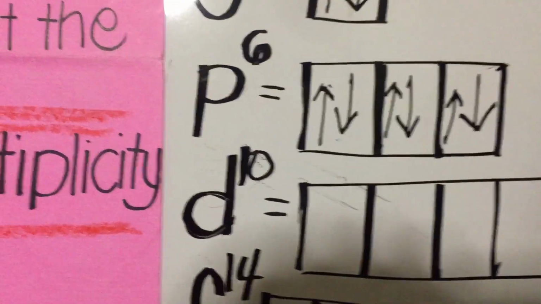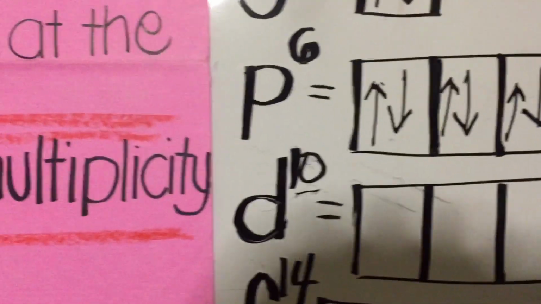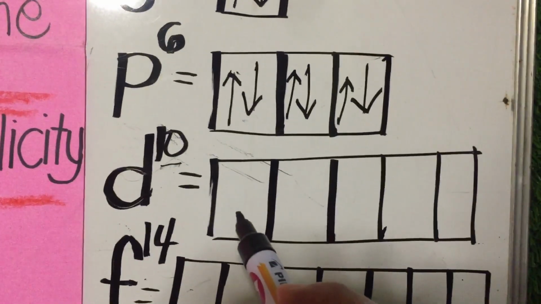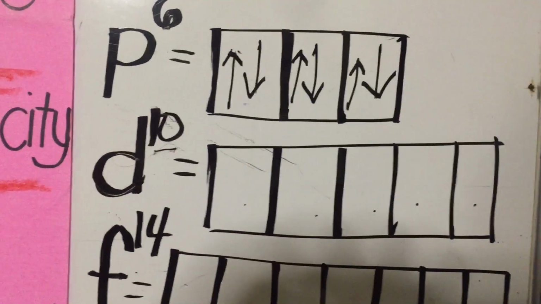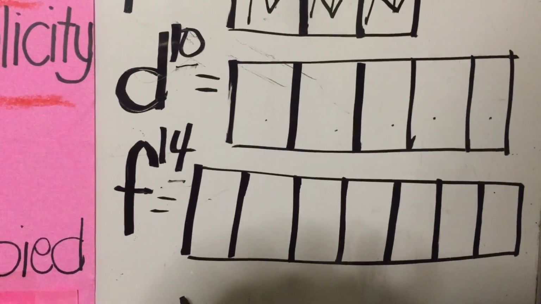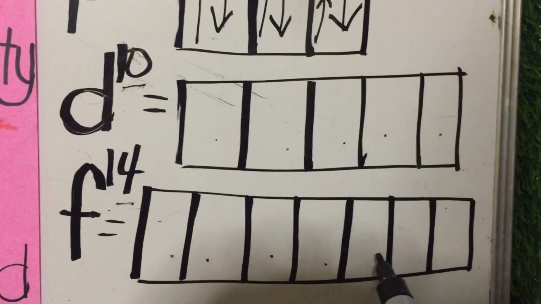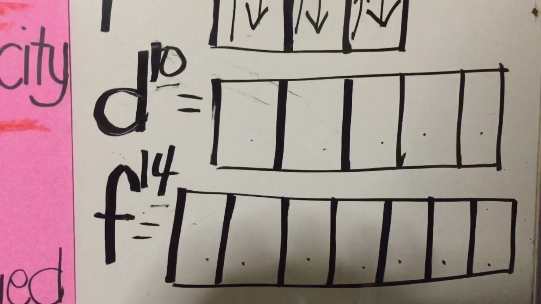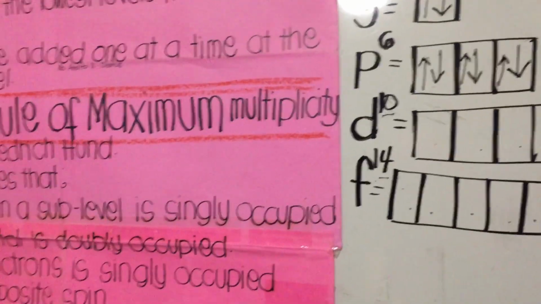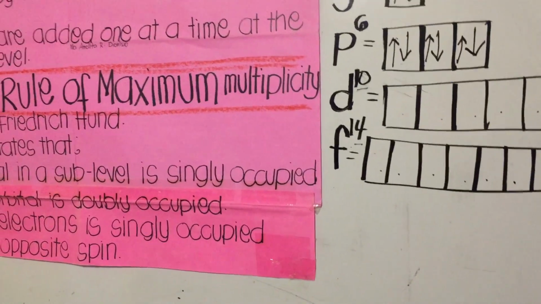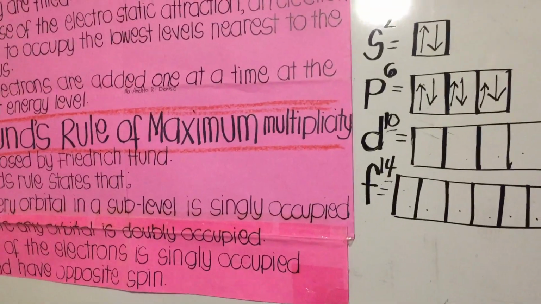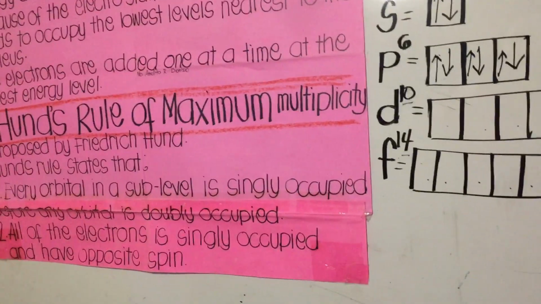For D, how many electrons does it hold? 10. Each box holds a maximum of 2, so how many boxes represent D? 5: 2, 4, 6, 8, 10. For F, there are 14 electrons, so it is represented by how many boxes? 7: 2, 4, 6, 8, 10, 12, 14. That is why F sublevel has 7 boxes. That is Hund's rule of maximum multiplicity. We will apply all three rules when we do the electron configuration, and later on it will become clearer what electron configuration means.